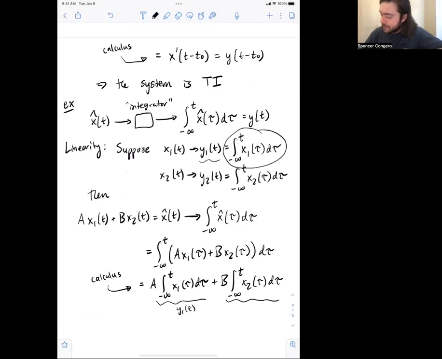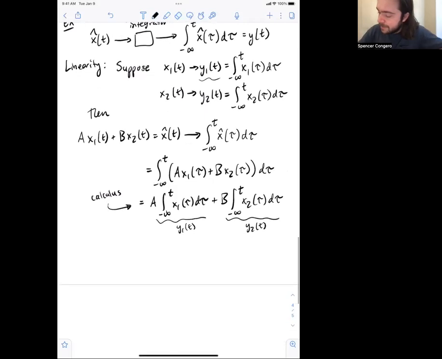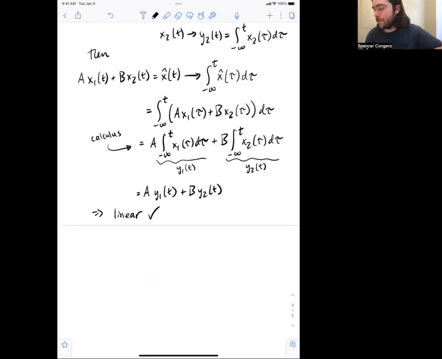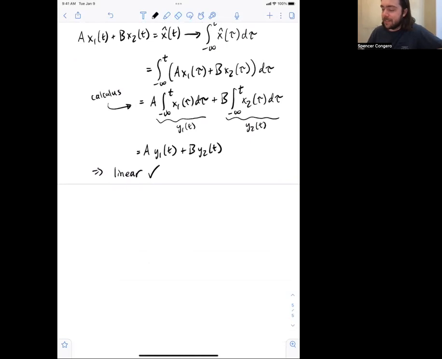And so this is also y2 of t. And so yes, there we have it. So this equals a times y1 of t plus b times y2 of t. And so the system, I'm just going to write linear check. System is linear. Yes, check. We checked it. So you can see how similar this is to the last example.